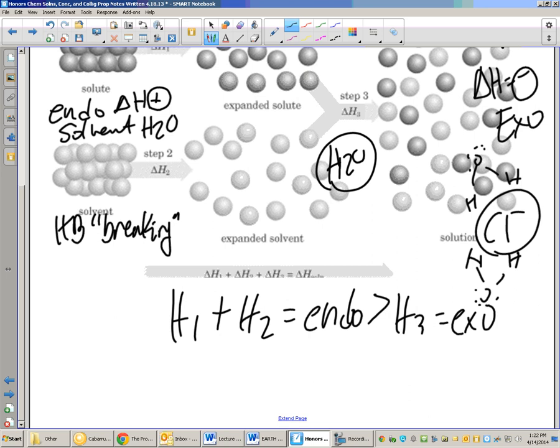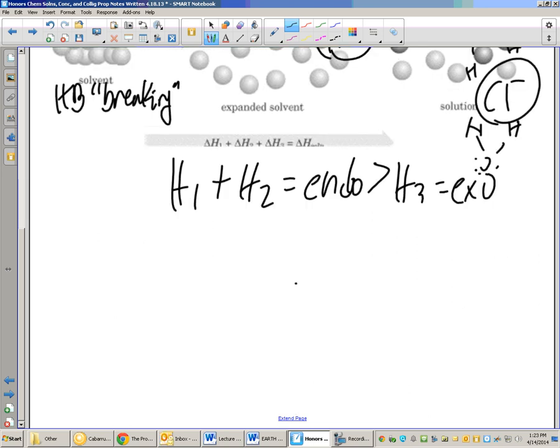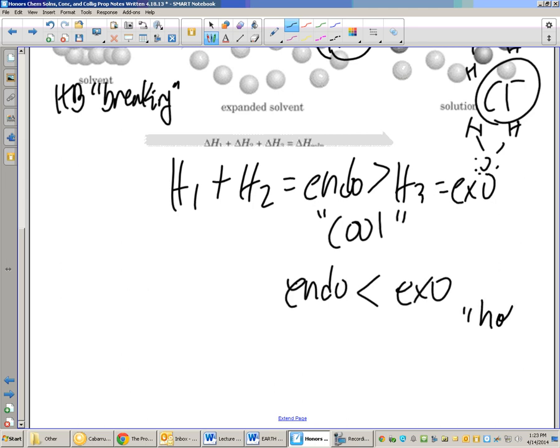Endothermic. Will that feel cold to the touch or hot to the touch? Cold. Okay, less warm. Less kinetic energy. So if that's greater than that, then it's cool to the touch. If this whole endothermic process is actually less endothermic, then this is exothermic. This will feel what? Hot to the touch.